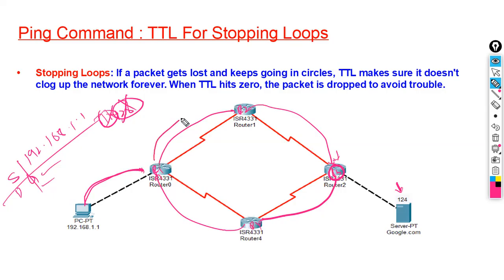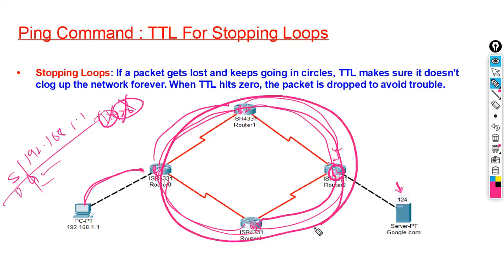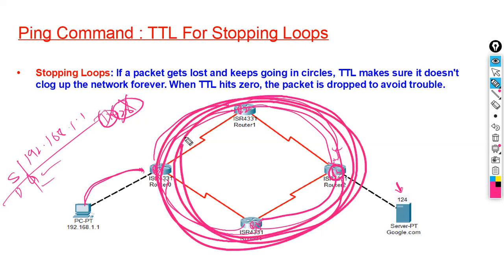Then what will R1 do? It will send the same packet to R2, R2 to R3, R3 to R4, R4 to R1. Again, R1 will send the packet to R2, then R3, R4, and it will form a loop here. Okay, this is the meaning of loop. Sending the same packet between the same devices over the same link is known as a loop.